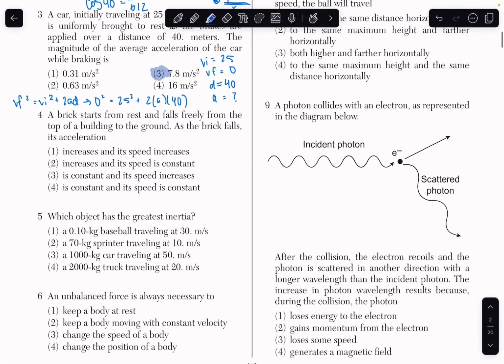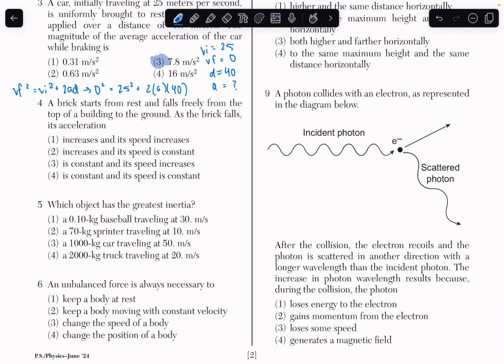Number 4, a brick starts from rest and falls freely from the top of a building to the ground. As the brick falls, its acceleration is... 3. It's constant and its speed increases. So this is an easy concept question because you just have to remember that acceleration due to gravity is always constant. And if the acceleration is constant, then velocity has to be continuously increasing. Remember the relationship between those. For a graph, if it's velocity over time, if it's constant like this, then the acceleration over time graph has to be like that.